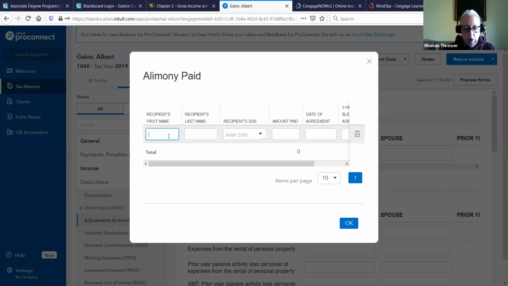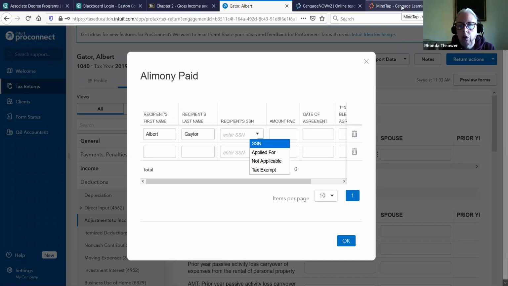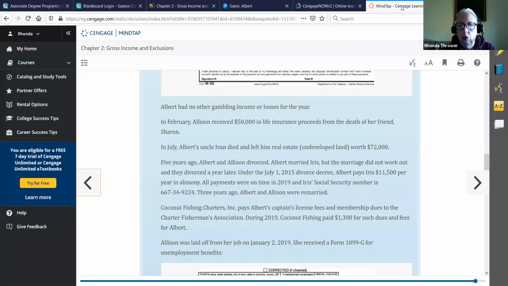First name is Albert. Let me get in the right box. And his last name is Gator. And then you have to put in the recipient's social security number. And that you're going to get from your instructions in the problem. So I'm going to go back to the instructions. The social security number for Iris, who is the recipient, is 667-349224.